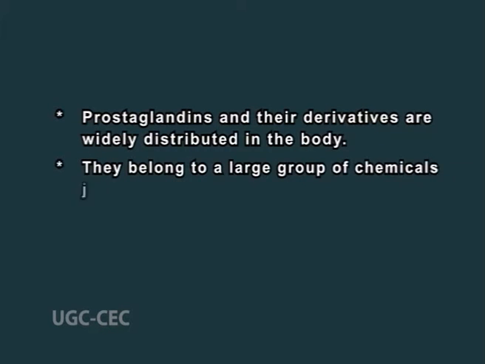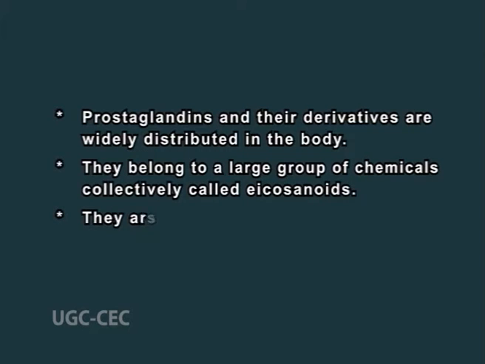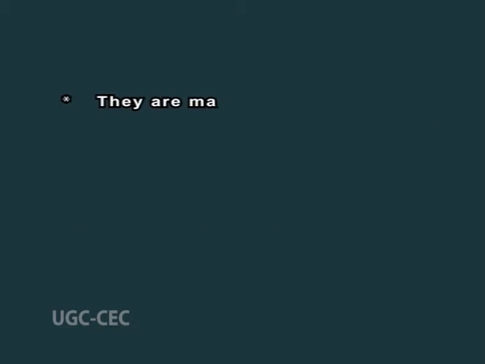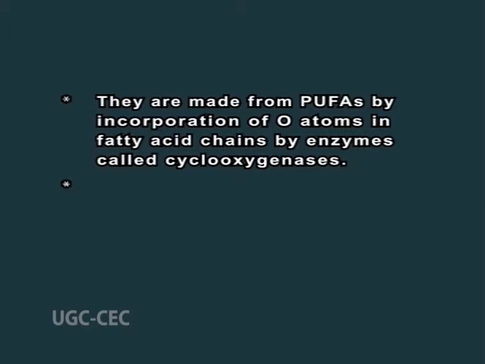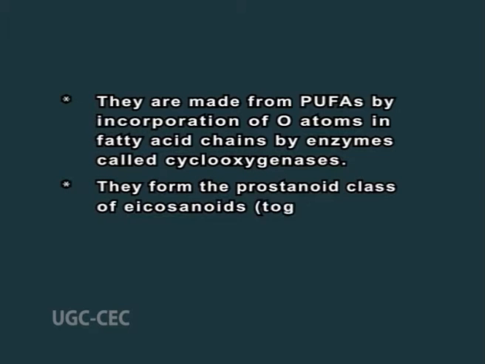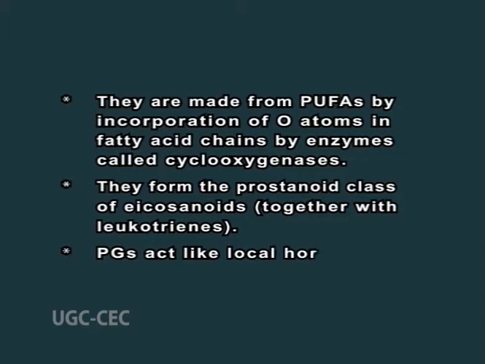They belong to a large group of chemicals collectively called eicosanoids. They are derived from fatty acids. They are made from polyunsaturated fatty acids by incorporation of oxygen atoms in fatty acid chains by enzymes called cyclooxygenases. They form the prostanoid class of eicosanoids together with leukotrienes. Prostaglandins act like local hormones.